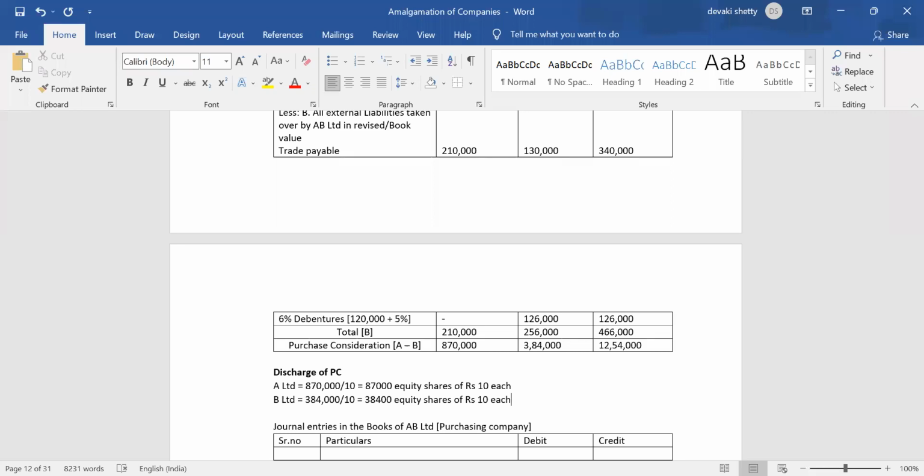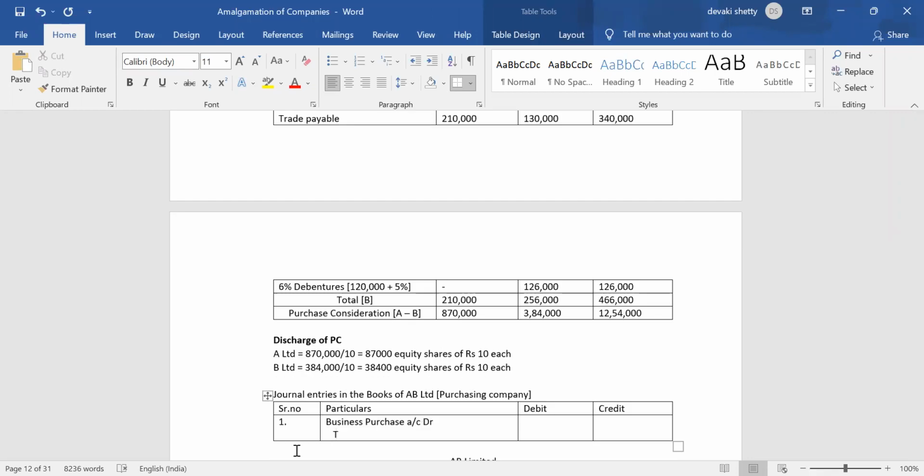We will have to pass the journal entries of the purchasing company. It is the new company. So first entry is a business purchase. Business purchase account debit. 2 businesses are getting closed.